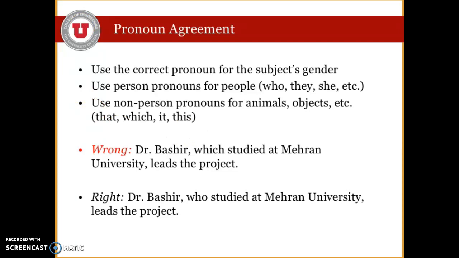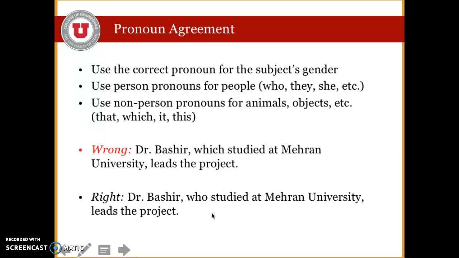So a wrong example would be, Dr. Bashir, which studied at Mehran University, leads the project. What's wrong with this sentence? We're using which instead of who, referring to Dr. Bashir as a non-person. To correct this, we would simply replace the word which with who. Dr. Bashir, who studied at Mehran University, leads the project. And now we are in good shape.